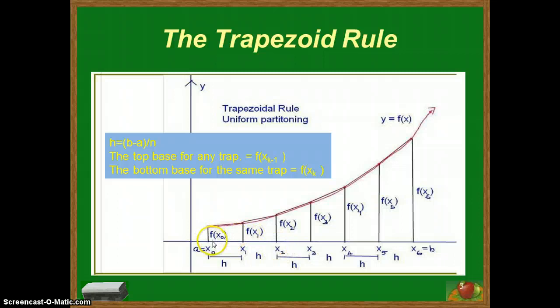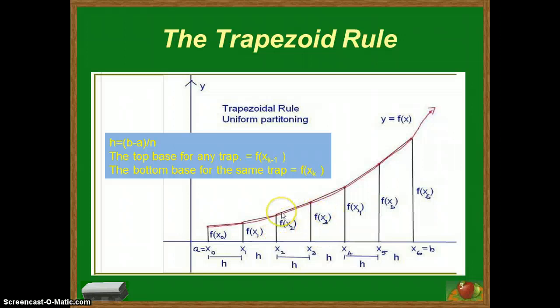The height of this first trapezoid, for example: the top base would be the function value at x sub 0, and the bottom would be the function value at x sub 1. For the second trapezoid, the top base would be the function value at x sub 1, and the bottom would be the function value at x sub 2, and so on.